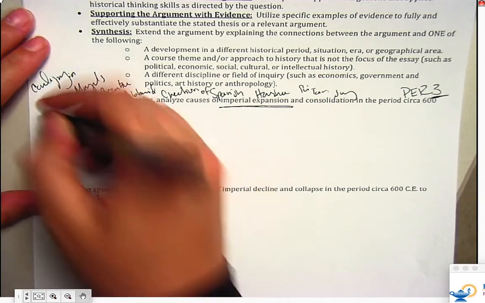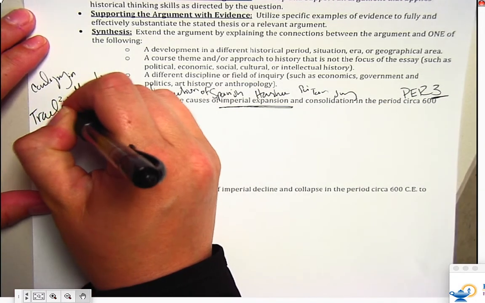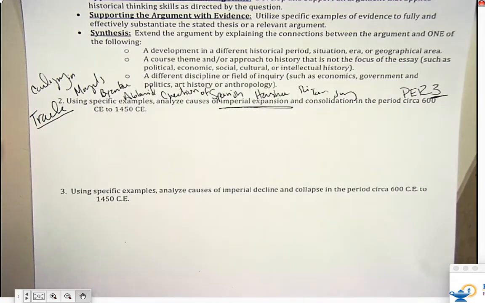Trade works. Okay, trade's better than the previous answer. So trade. How is trade being shaped during period 3 that supports all these empires? What's one thing that's happening with trade? We just did this last week. My patience is minimum. What things are happening with trade during period 3?